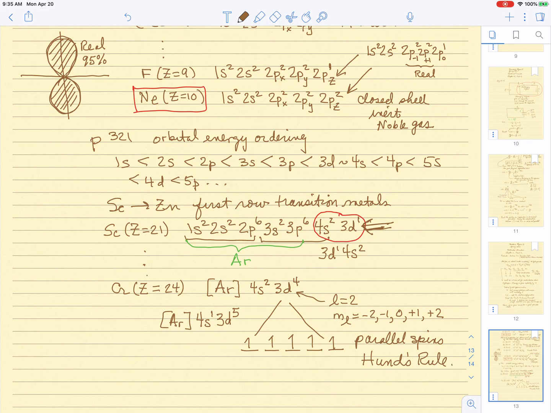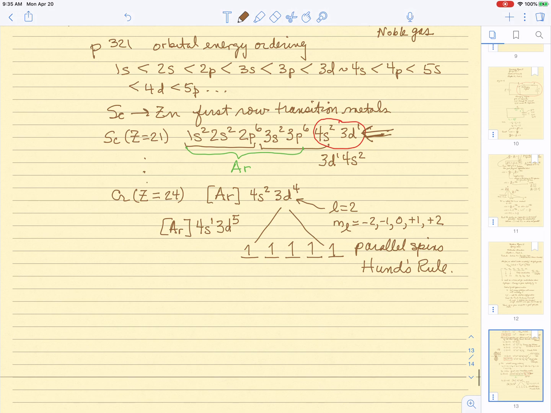So again, you can see how we can use the hydrogen orbitals with slight modification to build up the electron configuration of multi-electron atoms.